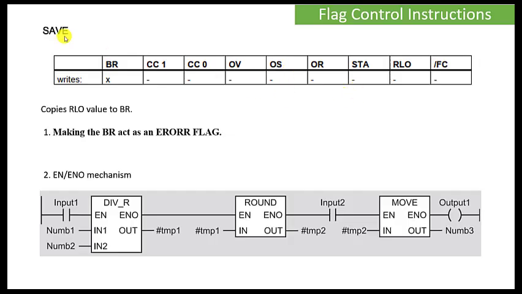Now let's talk about the save instruction. The save instruction basically saves the value of the RLO bit to the BR bit. But is this actually useful? The answer is yes. It is indeed quite useful, and we will explain that now. First, it is used to make the BR act as an error flag. So let's see how.